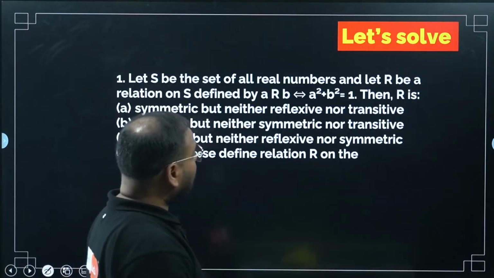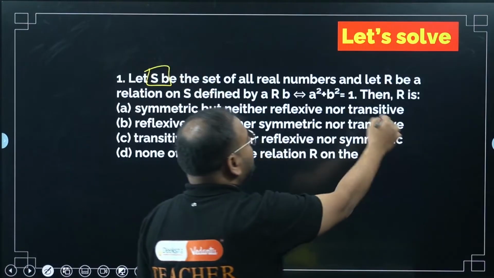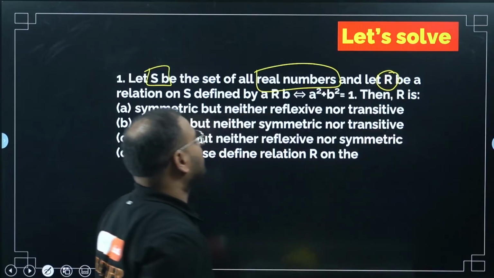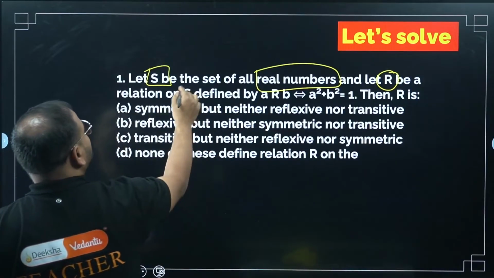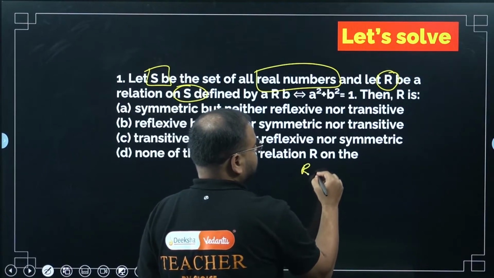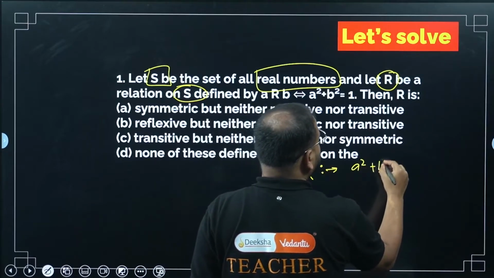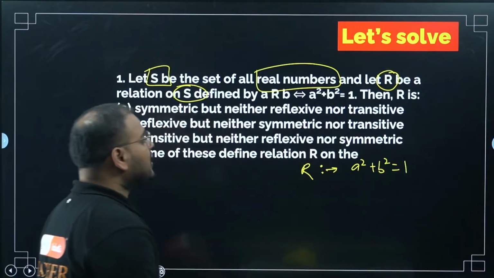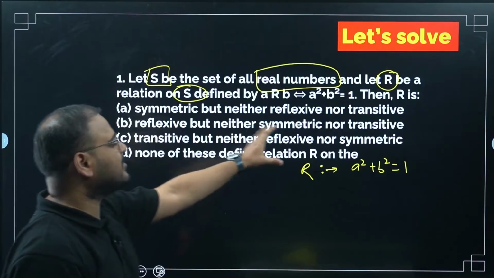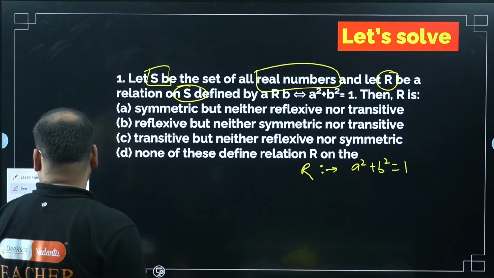Let S be the set of all real numbers. So the set's name is S and it is for all real numbers. The relation is R on the set A. And the relation definition is given as A square plus B square equals 1. We have to check whether it is symmetric, reflexive and transitive. So let's make a list and see one by one.